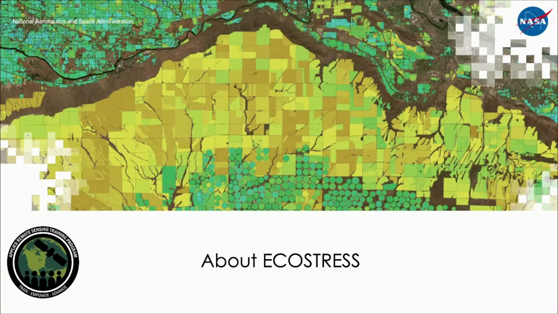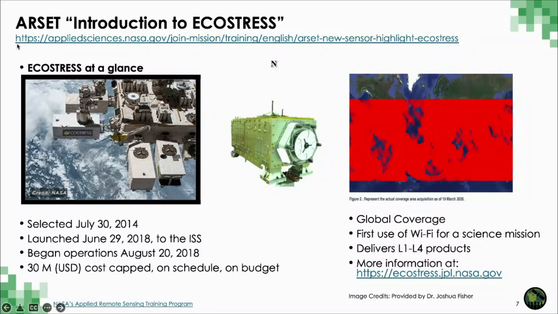So just to talk about ECOSTRESS briefly, ARSET actually already conducted a webinar a couple of years ago on introduction to ECOSTRESS, and here is the link with a lot of very informative details. But just at a glance, the ECOSTRESS mission was launched in June 2018, and it started operations in August 2018. It was launched to the International Space Station, and it has a global coverage, as we talked about. It was the first mission to have Wi-Fi for a science mission, and it has a raw product and many derived products, so all L1 to L4 products are available. And here's the website with more information about ECOSTRESS.